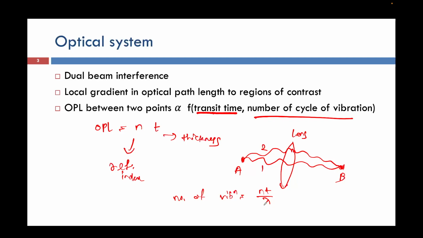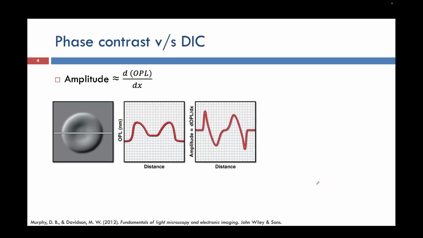So if our wavelength varies, then the number of cycles of vibration will also vary. Keeping these things in mind, the optical path length can also vary based on the transit time, how much time it takes through different mediums, and how many cycles of vibration it goes through. We designed a system which will give us the difference in contrast, though the optical path length need not necessarily be the same. In those cases we have designed the DIC microscopy.